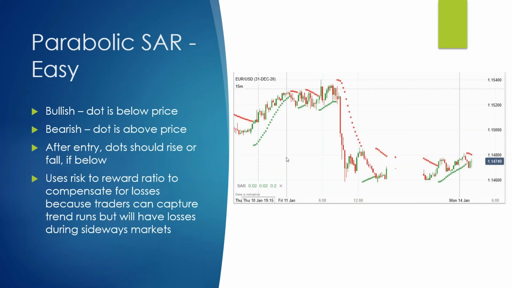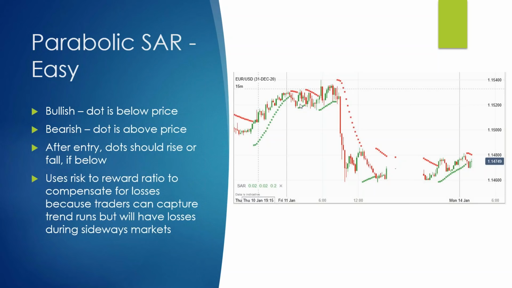Okay, now the parabolic SAR. The SAR stands for stop and reverse. That's the easiest way for you to remember. It's really very, very easy. A bullish parabolic simply means that the dot is below price. It works a lot like the ATR stop that I use. A bearish is a dot above price. So here you can see that it's bearish, versus here you can see that it is bullish.